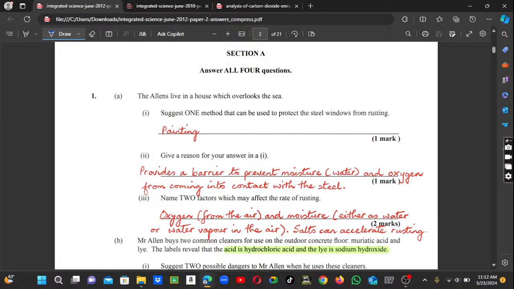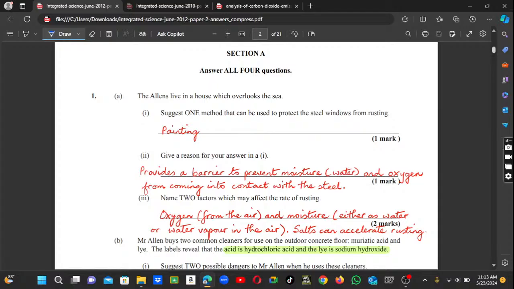Someone says, what is the ancient writing? I don't understand. I will be explaining. This means painting. So we are talking about painting, guys. That would be one of the methods we can use to protect the steel from rusting.